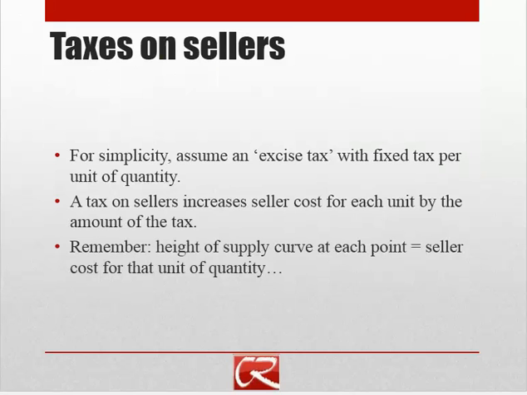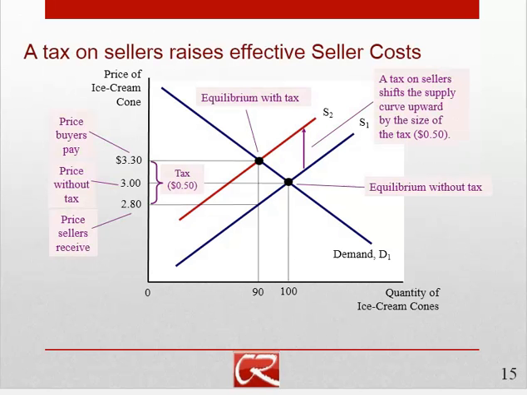Also remember that the height of the supply curve at each level of Q is the seller cost for that unit of quantity. So what happens is we place a tax on the product and it causes the seller cost to increase and the supply curve to shift up. So in this case, if we have a 50-cent tax, if sellers used to have a seller cost of $2.80 to sell this 90th unit, they now have a seller cost of $2.80 plus 50 cents, or $3.30 to sell that unit.